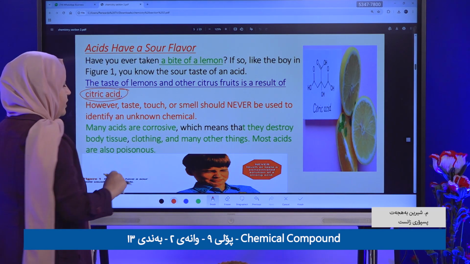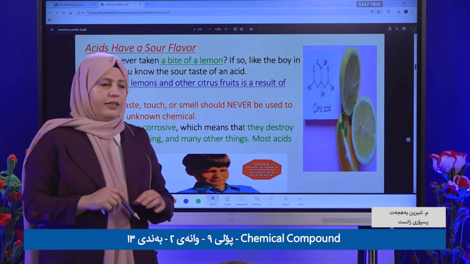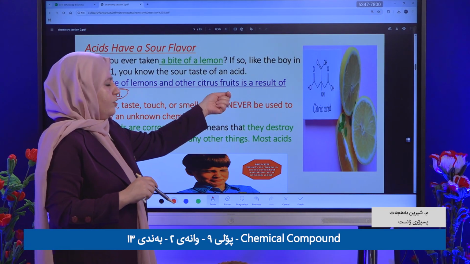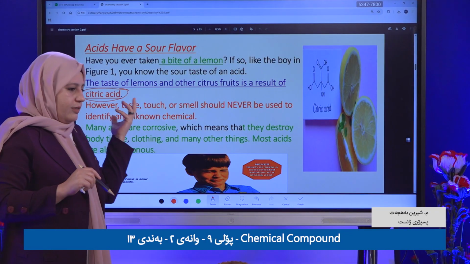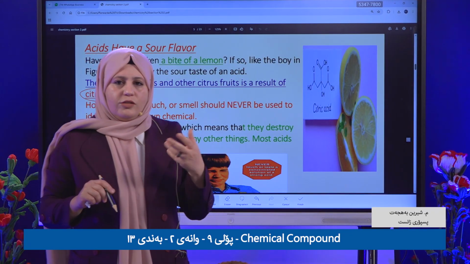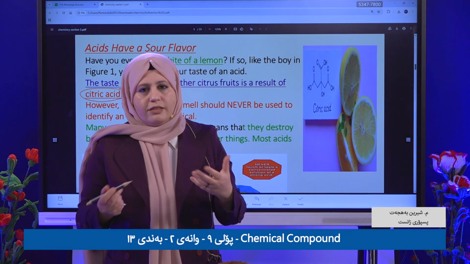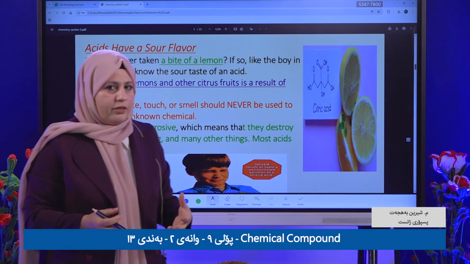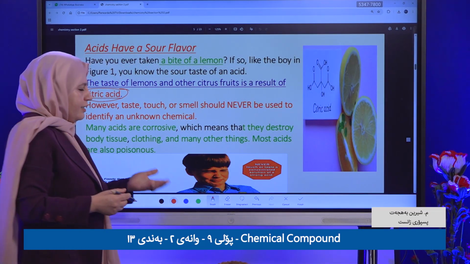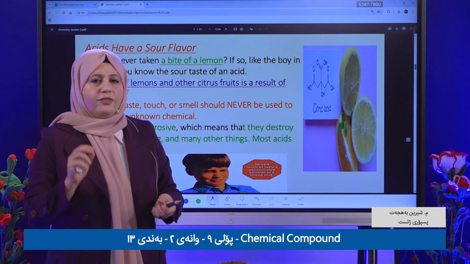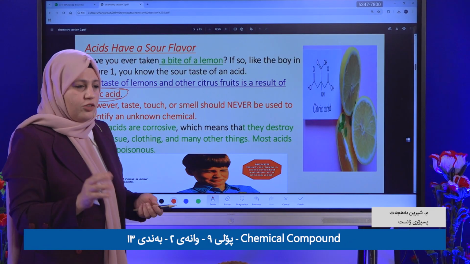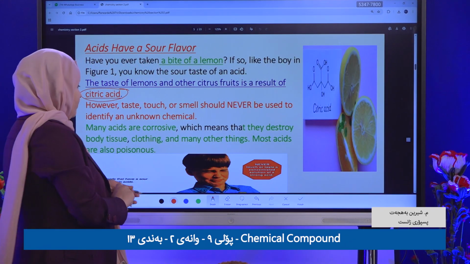Because of citric acid, that's lemon, and most of the street fruit contain which kind of acid? Citric acid. So is this acid useful or harmful? Of course, it's useful, especially for your health. So we have another type of acid. It's harmful. They are poisonous. So you should be very careful. Don't touch it. Most of them are poisonous.